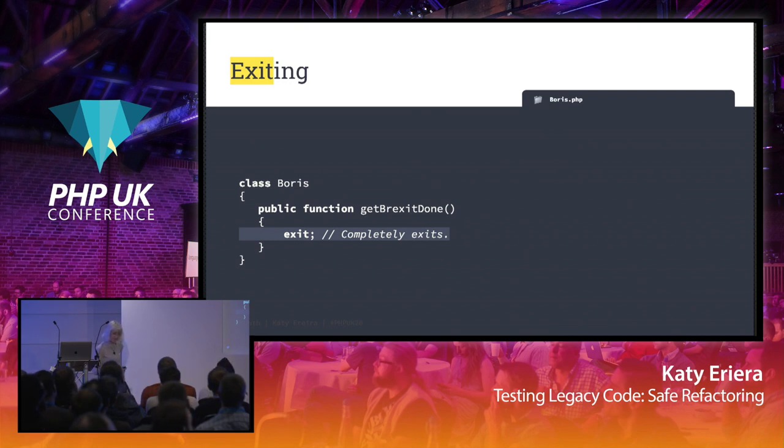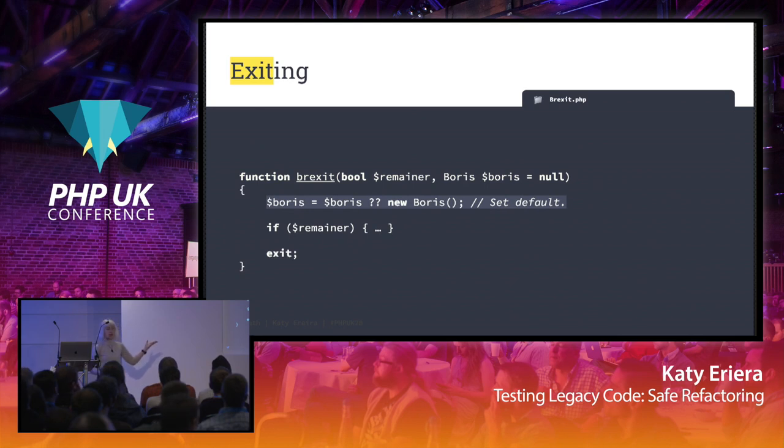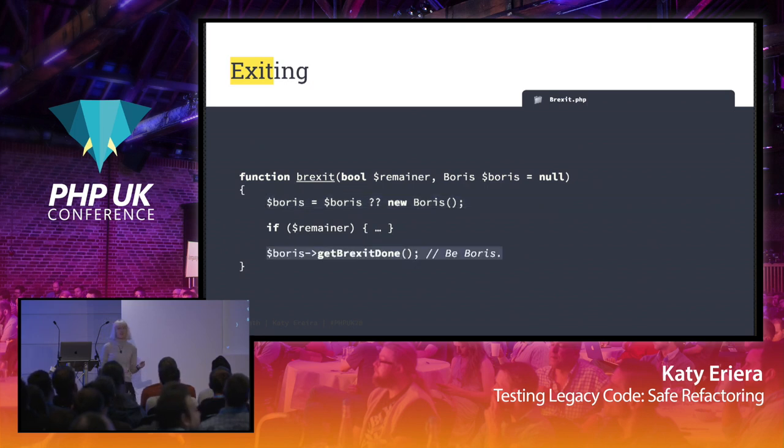Cool. Fine. And we have our Brexit method. And we're going to pass in our Boris dependency. And again, we're going to give it a default value of null because this is a safe refactor. We won't need to change any of our calls to Brexit because it will use a null value. And if the value is null, it will go and create a new Boris on the fly. So you don't have to change any of your existing code. And instead of exiting, we're just going to be Boris and we're going to get Brexit done.